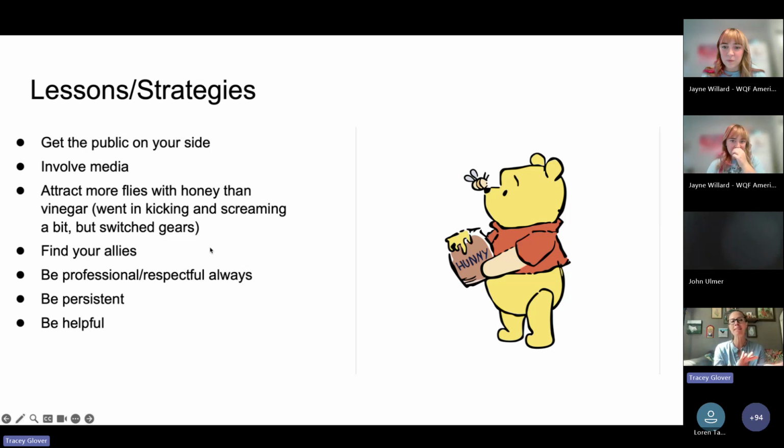But at the same time, I think of the whole idea of attracting more flies with honey than vinegar. When I first saw that post, I was so angry, and I started to go in with this real kind of activist anger, and I realized at some point that I needed to pull that back and be as professional and respectful as possible. Like, I wanted to work with these people. I wasn't trying to attack anyone. I just wanted us to find solutions together. And I feel like that has really proved to be the case.